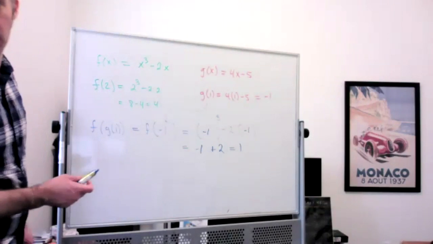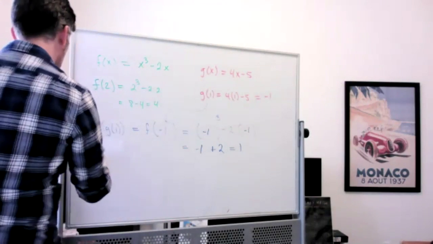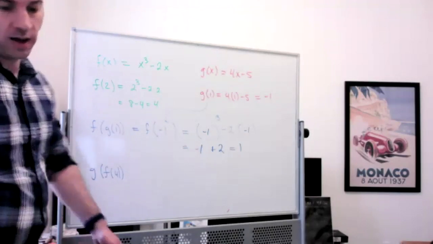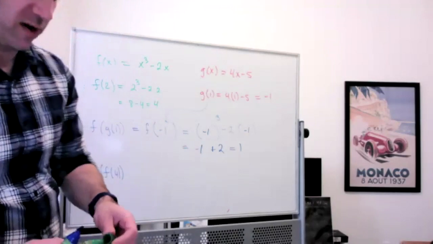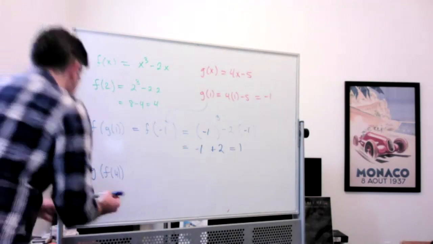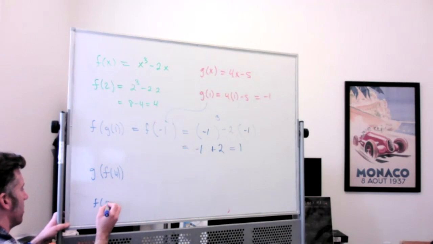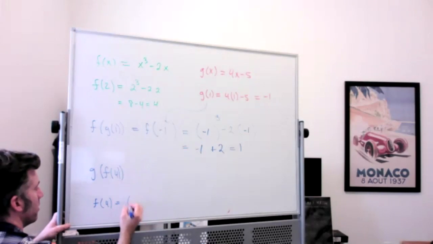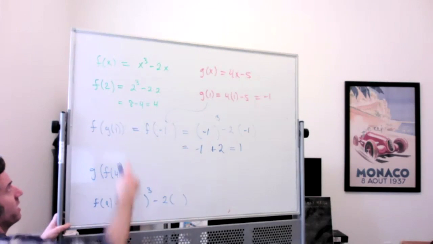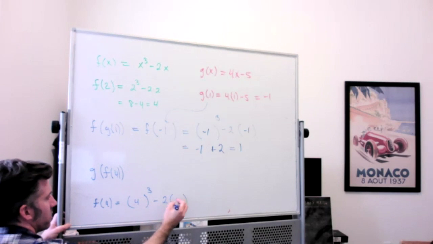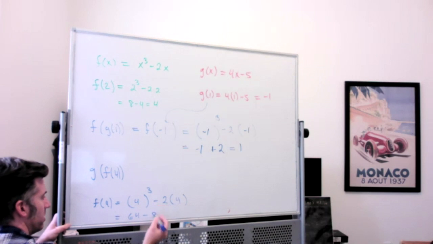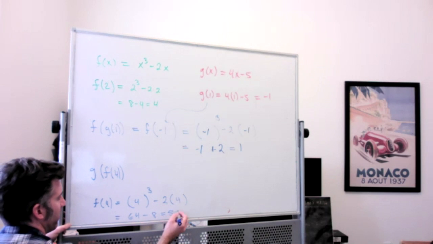Or we could find g of f of 4. And so, again, to figure this out, I'm going to figure out what f of 4 is first. So I'm going to say, okay, f of 4 is 4 cubed minus 2 times 4. I'm just replacing the x's with the 4's. 4 cubed is 64. 2 times 4 is 8. 64 minus 8 is 56.